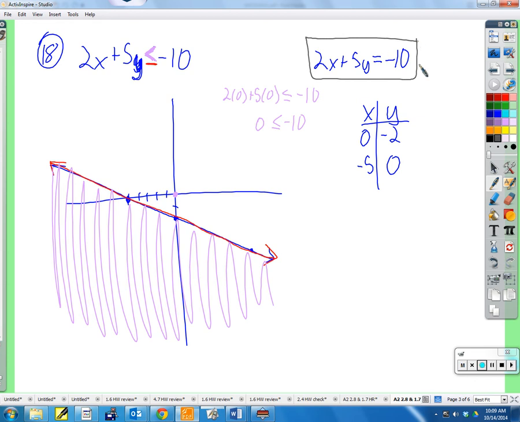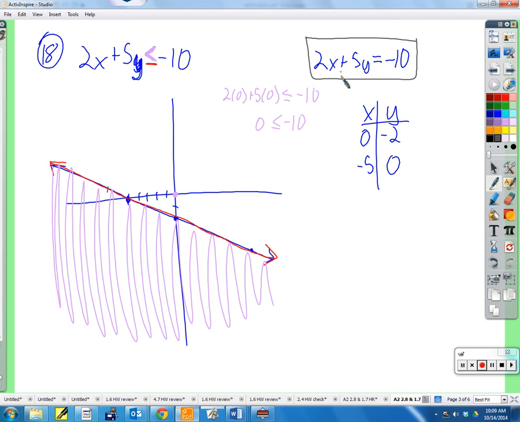The graph of 2x plus 5y equals negative 10 is very helpful, because if the line is included in the points, then we already have some of the points that we want. If it's not included in the graph, we're going to have a dotted line. But we need that dotted line to tell us where to stop shading, right? So in any case, the graph of this equation is going to be very helpful. We've been graphing these kinds of equations for a long time. They're lines.